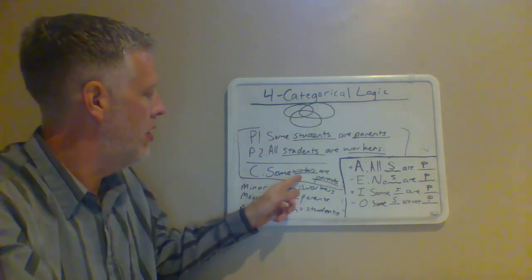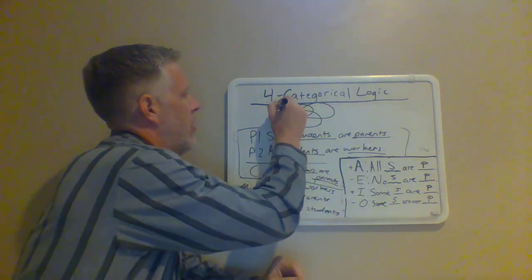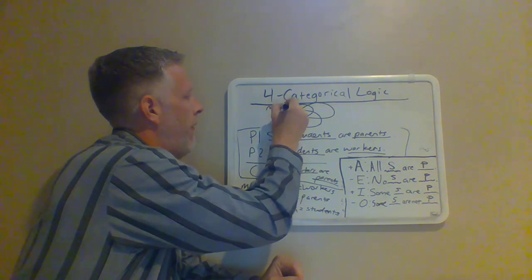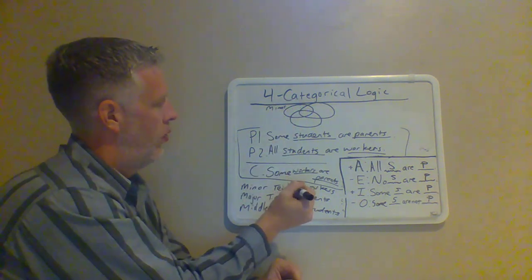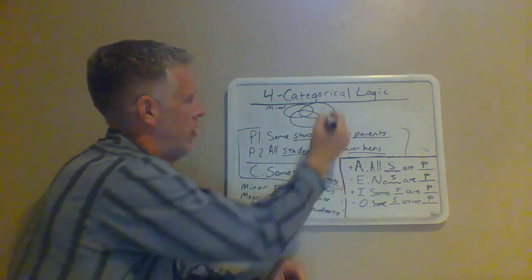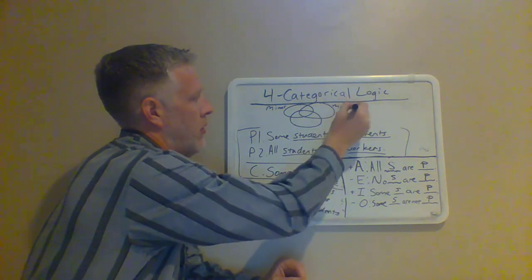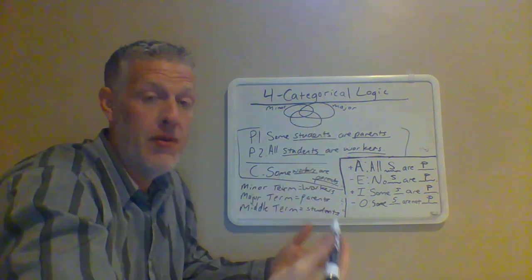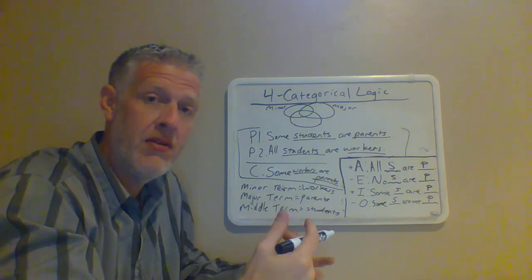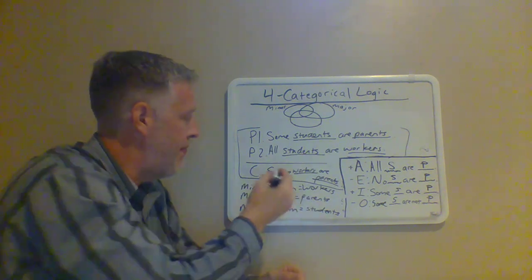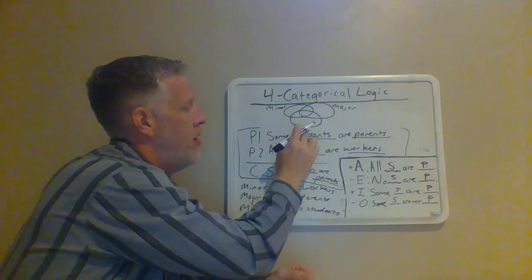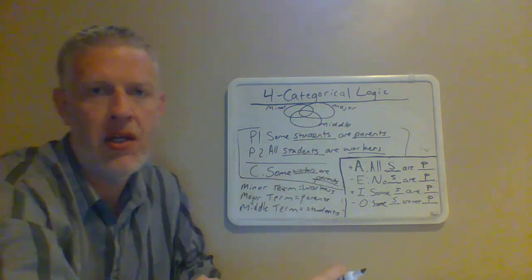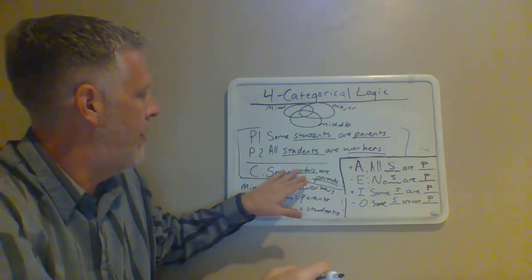So whatever the subject of the conclusion is going to go here. Your minor term, in this case, workers. So I'll put minor up here. Whatever the predicate of your conclusion is, your major term, is going to be the top right circle. And whatever class of things is not mentioned in the conclusion will be the lower middle circle, which we refer to as the middle term, representing that class of things not referenced in the conclusion.